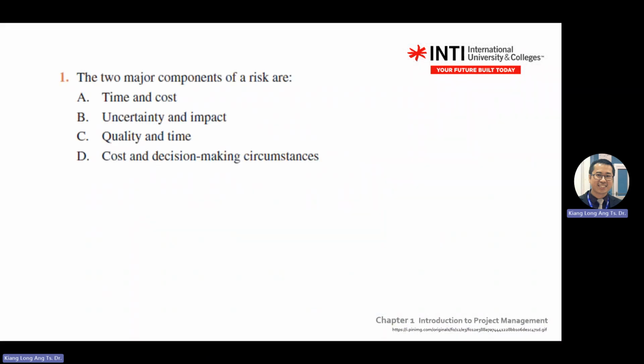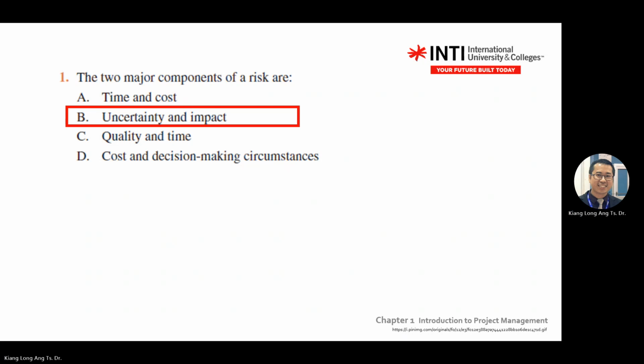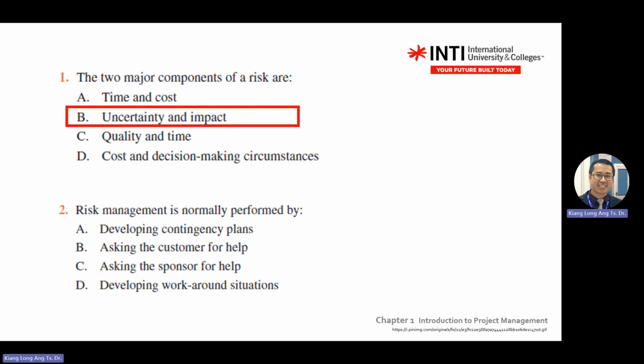Okay, then this is a quiz. What are the two major components of risk? What is the equation for risk? You still remember? What is the answer? What do you think? Risk is equal to a function of what? Consequences and probability of happening, right? Okay, uncertainty and impact. This is the second one. Risk management is normally performed by whom? Or by how?